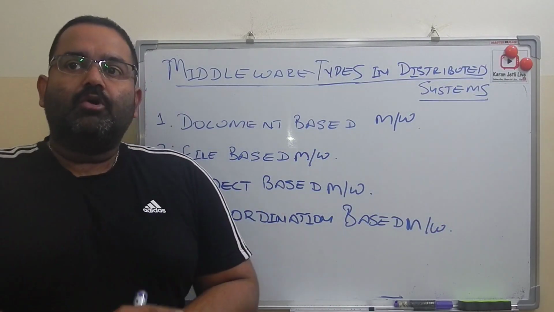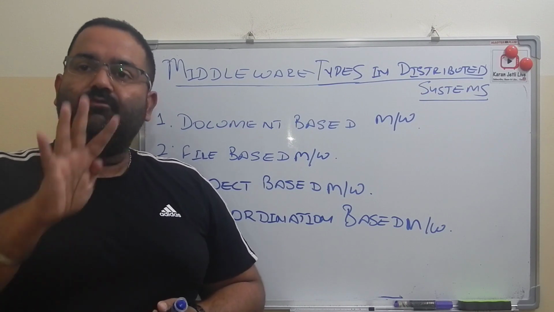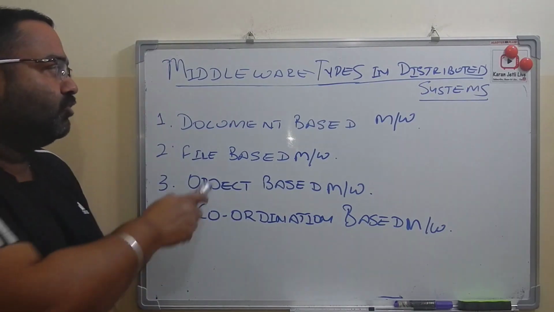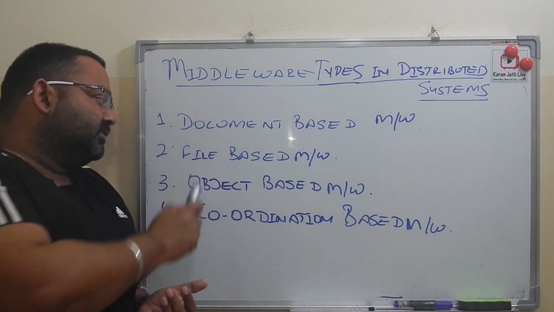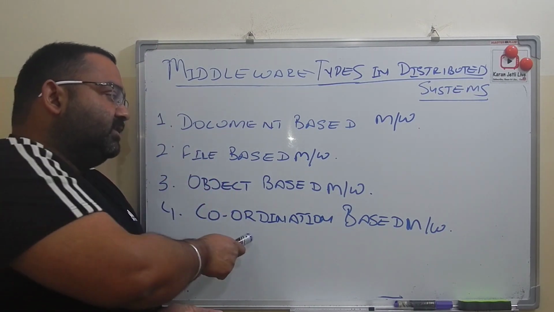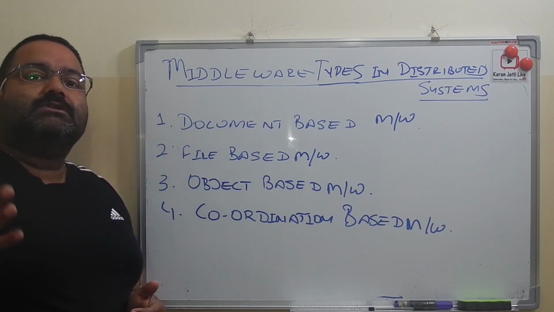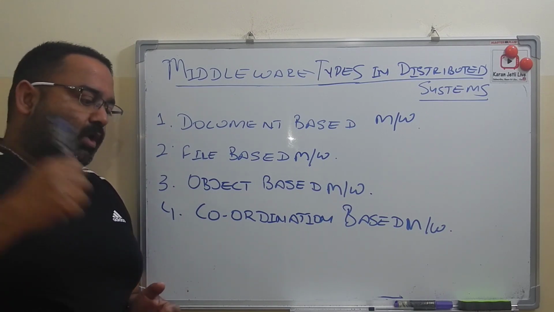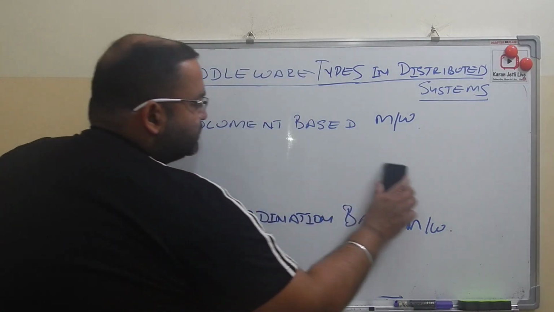So guys, when we talk about the different types of middleware in a distributed system, there are four main types. We have document based middleware, file based middleware, object based middleware, and lastly coordination based middleware. Now we will discuss them one by one. So guys, the first one is called document based middleware.